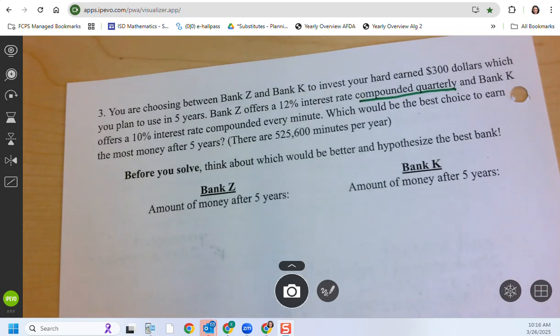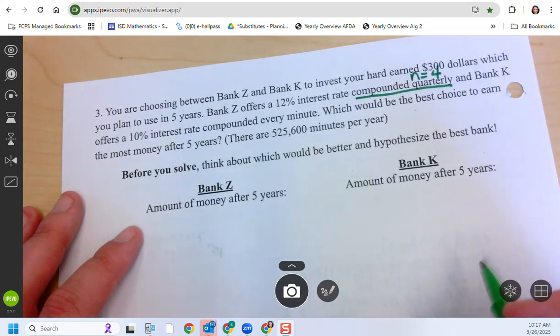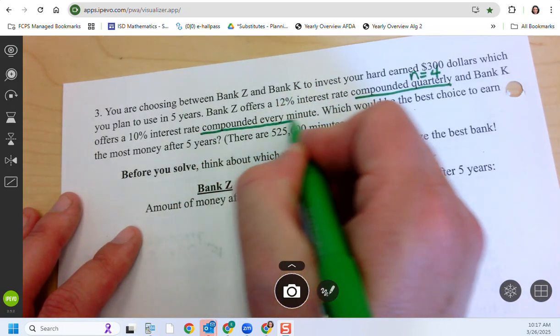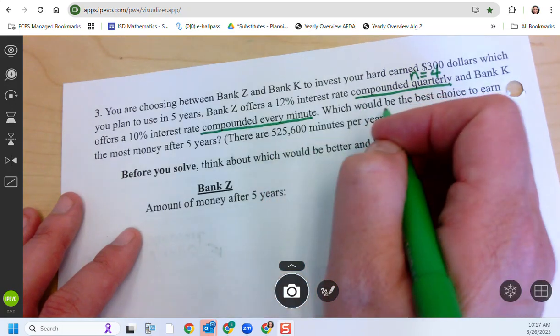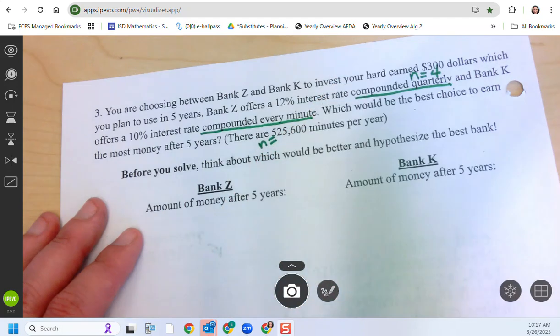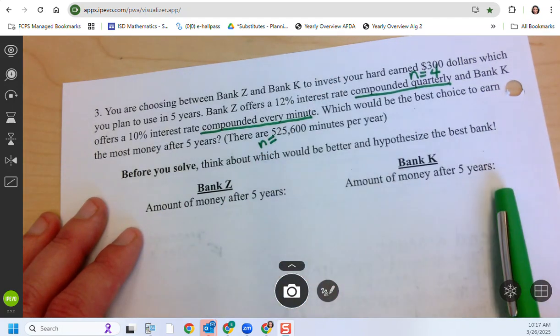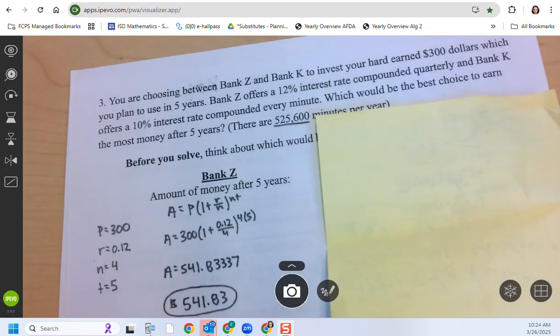All right, so you're going to find out how much money you would have for the first bank. For the first bank, did you get $541.83? Yeah? Okay, good. If you haven't calculated the second bank yet, do that now. Notice, even though we compounded a lot of times, we're still able to use the formula.